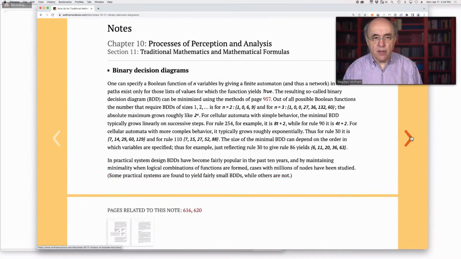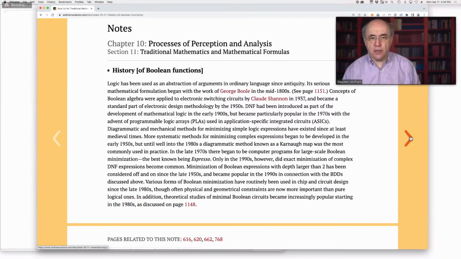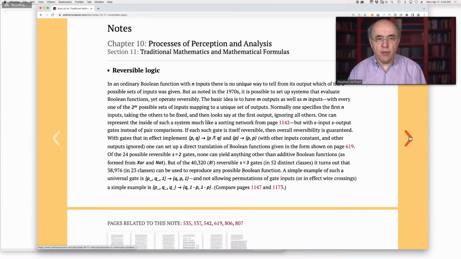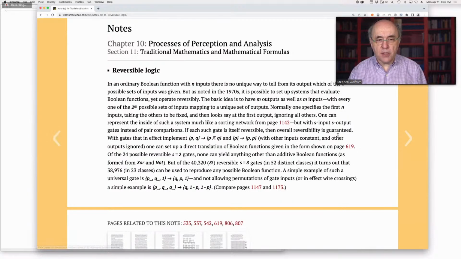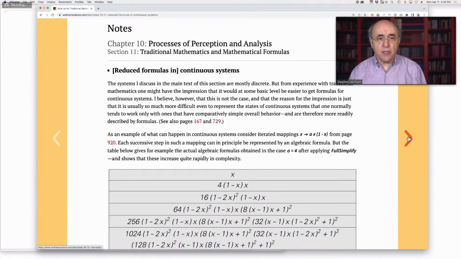More about cellular automata and NANDs, binary decision diagrams, another representation of Boolean functions, and something about the history of Boolean functions, and about reversible logic. That's 2-to-2 logic of the kind that's used lots in quantum circuits these days. This is an elementary description of that.